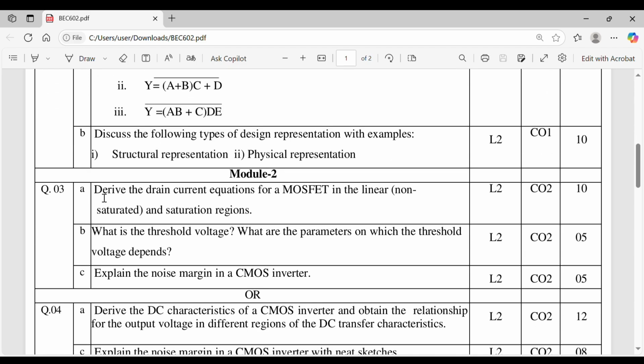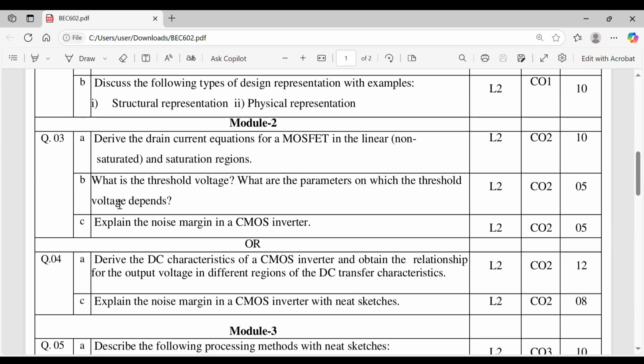And the module 2 is 3A question. Describe the drain current equation of MOSFET in the linear and the saturation region. 3B question is what is the threshold voltage? What are the parameters on which the threshold voltage depends? 3C question is explain the noise margin in the CMOS inverter. So 3C is very important as well as the 3A.